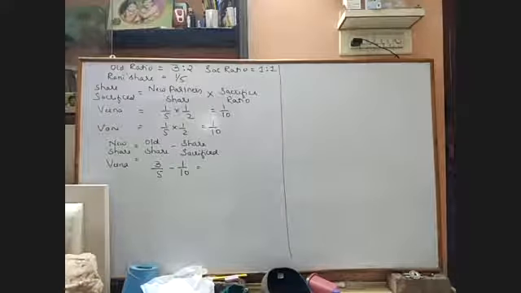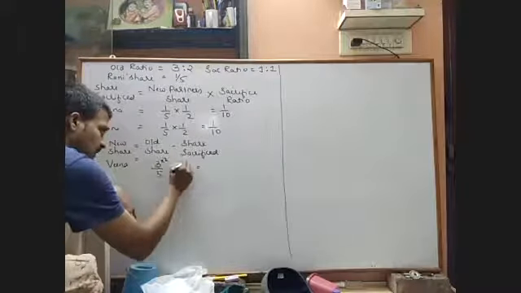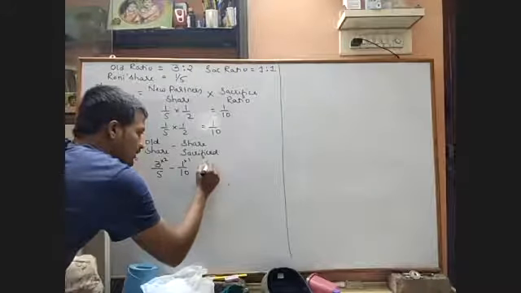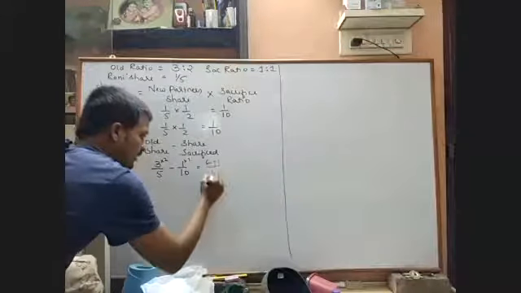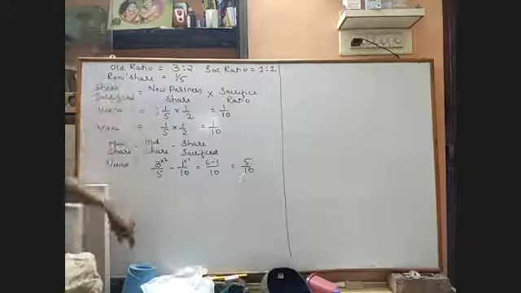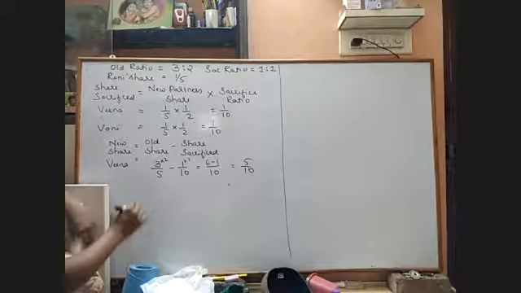If you take the LCM of 5 and 10, it will be 10 only. So 5 2s are 10 and 10 1s are 10. Then it will be 6 minus 1 divided by 10, which will be equal to 5 by 10. Let it be 5 by 10 only. Don't shorten it, because we don't know what the other ratios will be. So we need to wait.